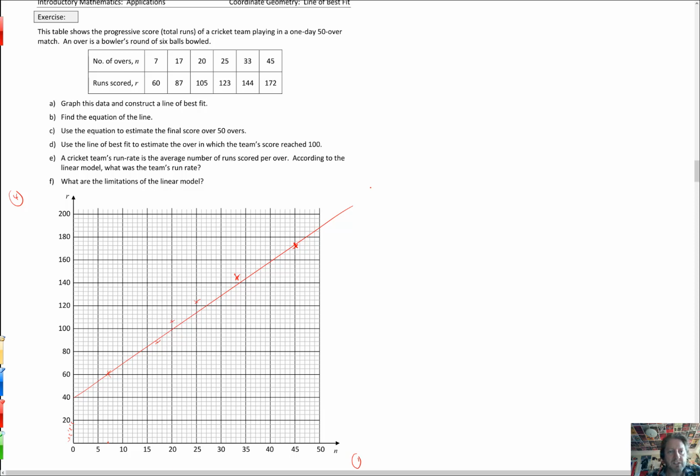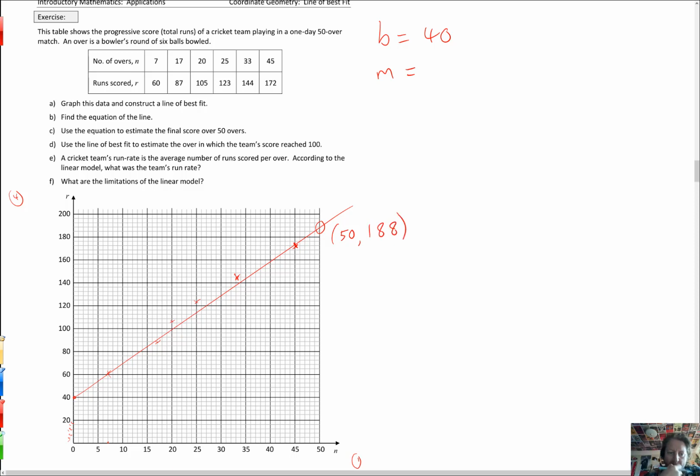Okay, graph this data and construct a line of best fit. Done. Find the equation of the line. Well, I need a gradient and a y-intercept. My y-intercept here is, I'm going to call it 40. By the way, I deliberately tried to draw it through 40 to make it easier. The gradient: let's grab a point. I'm going to call that point an x of 50 and a y of, look, that's 184, 188. Someone might call it 187, trying to be particularly accurate. I'm just going to go 188.